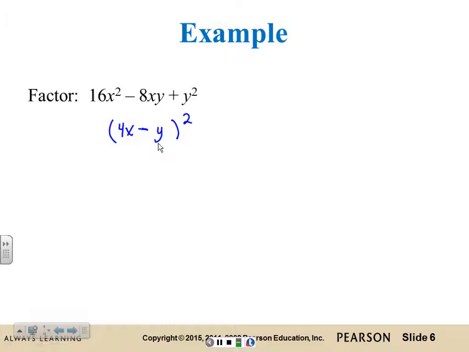4x times y is 4xy. 4xy times 2 is going to give us 8xy. So yes, this is a perfect square trinomial. So we're good. Always check it though.